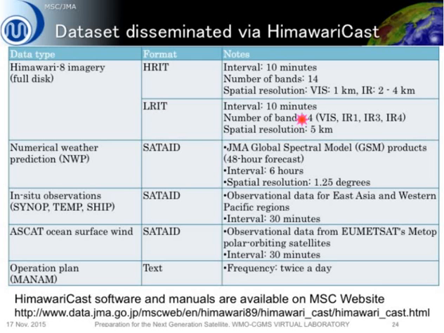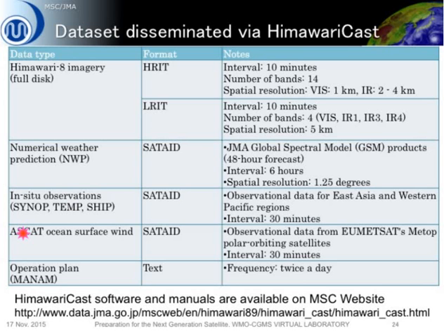In addition to those imagery, numerical weather prediction data, in-situ observation data, and ASCAT ocean surface wind data are available in SAT format. And NWP data are 48-hour prediction data by JMA operational global model. In-situ observation data consists of SYNOP, TEMP, and SHIP. ASCAT surface wind data derived from metropolar orbiting satellites.